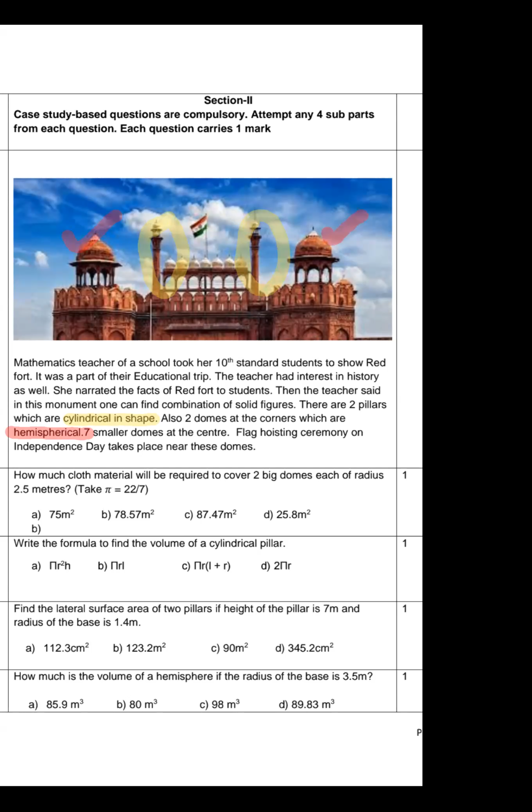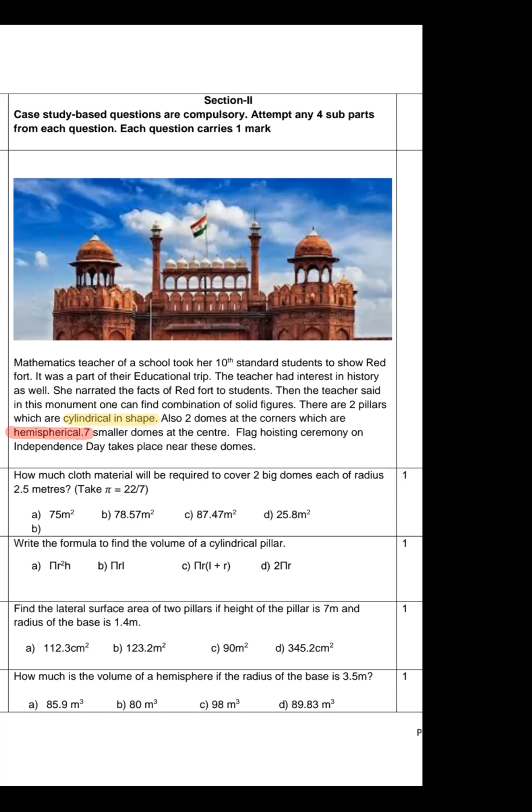Seven smaller domes at the center. Where are the smaller domes? Ma'am, these are the white ones in the middle, above the cylindrical pillar. Yes, these are the smaller ones. And do you know what is the shape of a hemisphere? Hemispherical dome. All will be hemispherical only, right? Yes, ma'am.